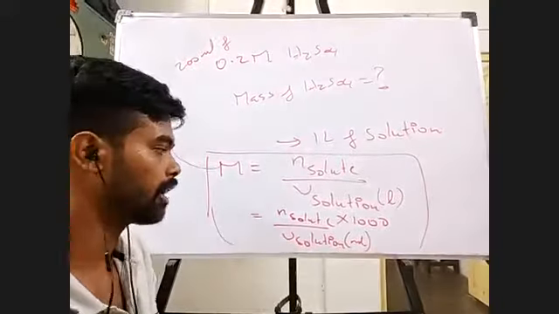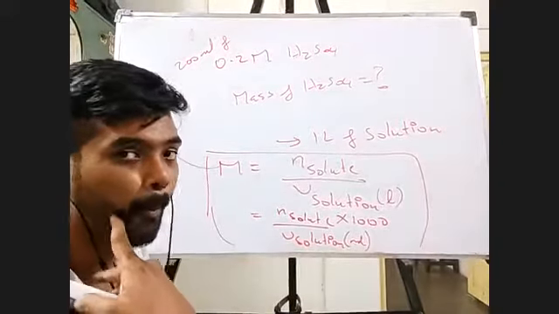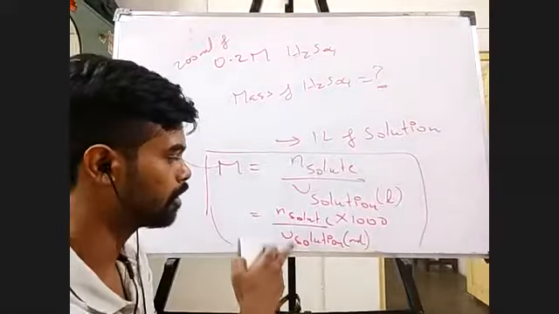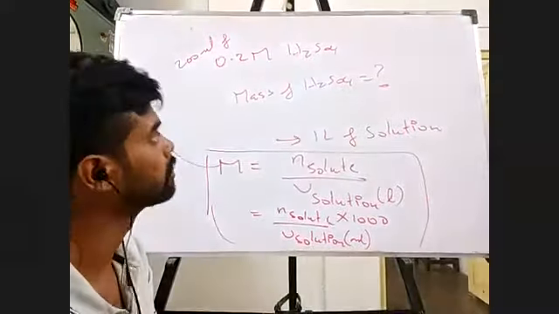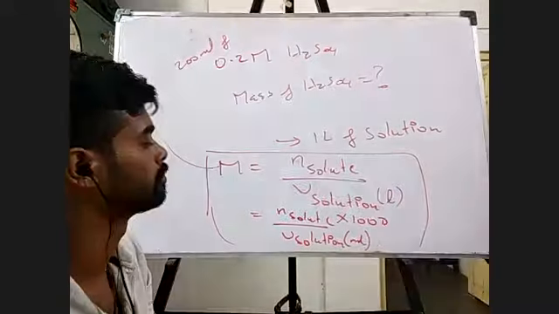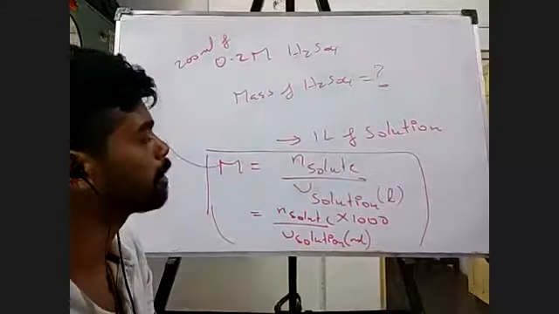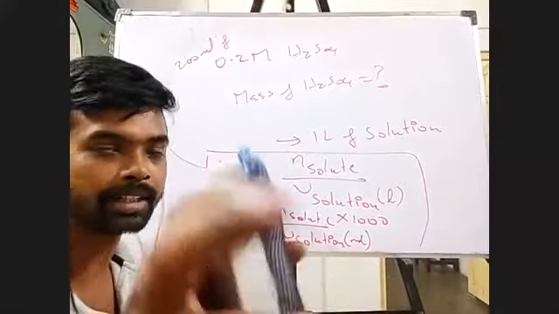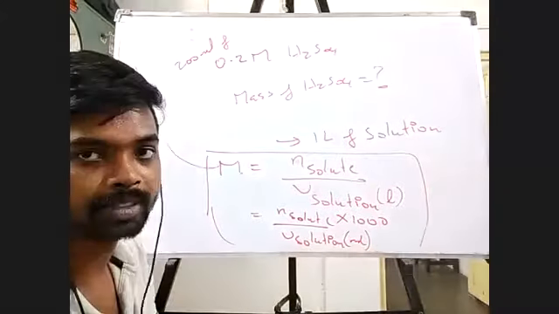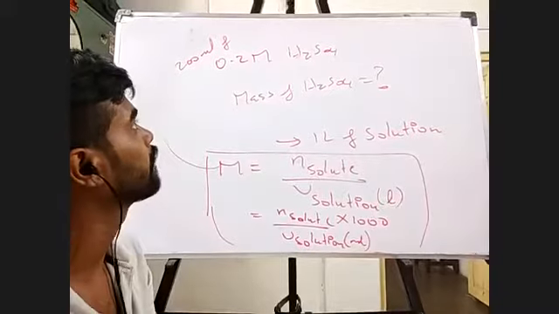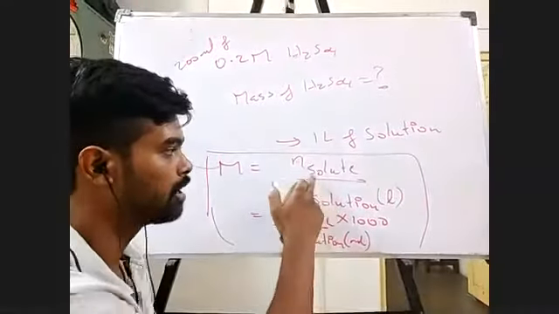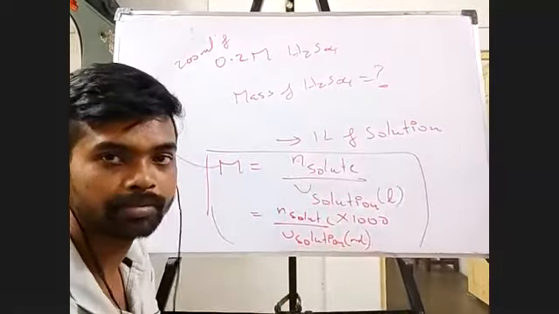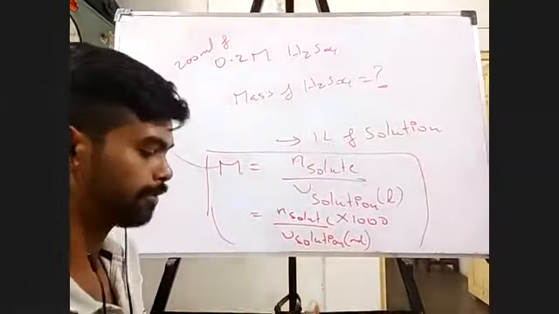Now I can use my formula directly: number of moles divided by volume of solution. The number of moles I don't know, but what they have given is the volume and the molarity. So can I find the number of moles?